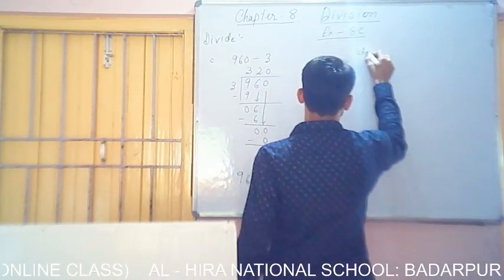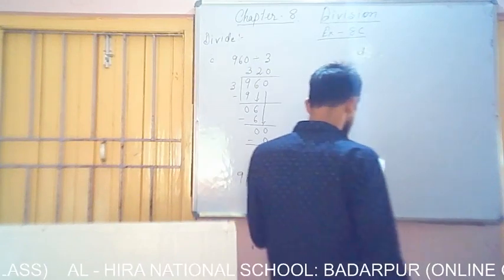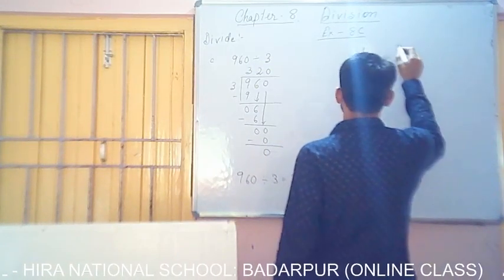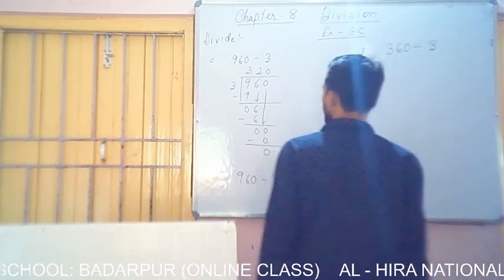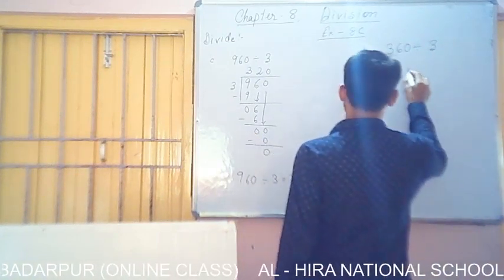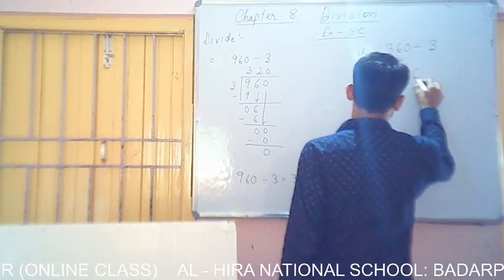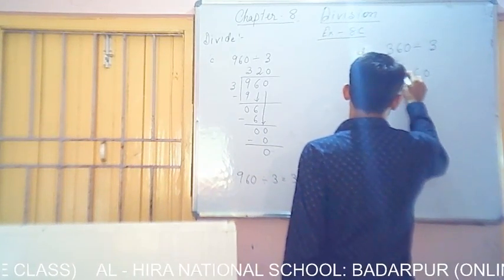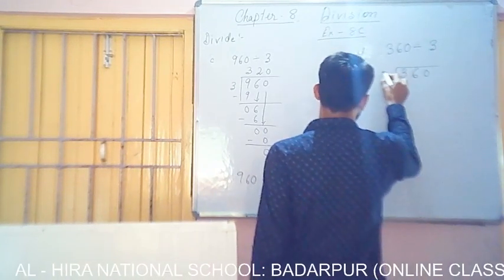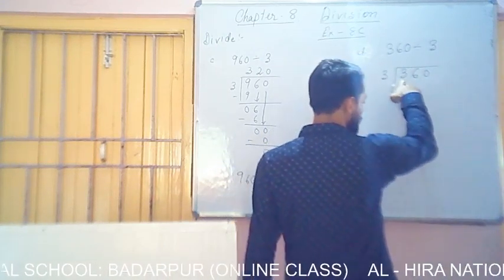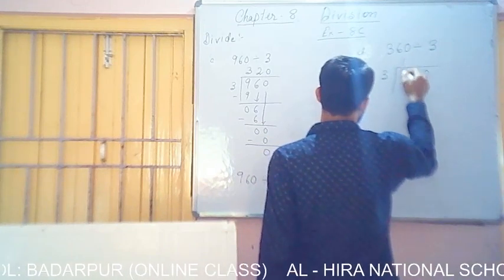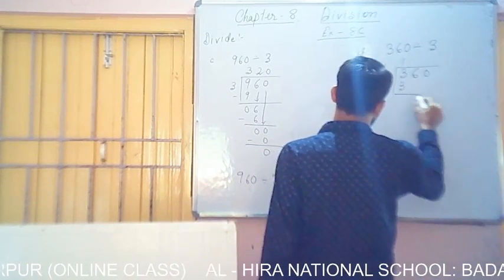Now next question is question number 4D. Okay. So 360 divided by what? By 3. So we are going to write here 360. This number will be divided by which number? By 3. Here we have to start from which place? 100 place. So in 100 place which digit is there? 3. We can write here 1. 3 ones are what? 3.